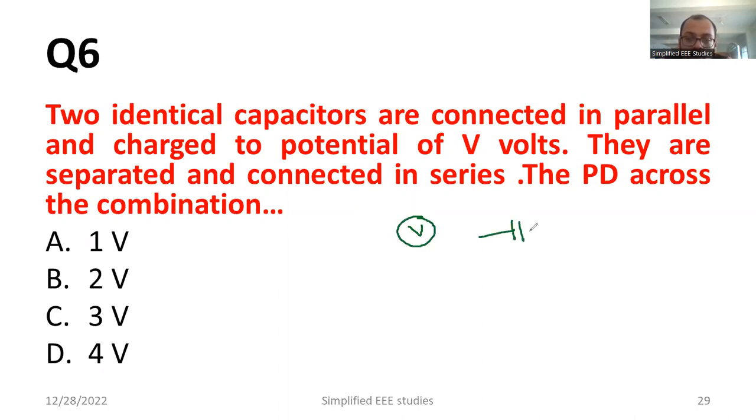Then what you are going to do is connect them in series. Okay. Then what is the voltage across each element? It will be V only. Correct, no? Okay. So what is the total voltage? V plus V, that is nothing but 2V. So 2V is the right answer. Hope it is clear to everybody.